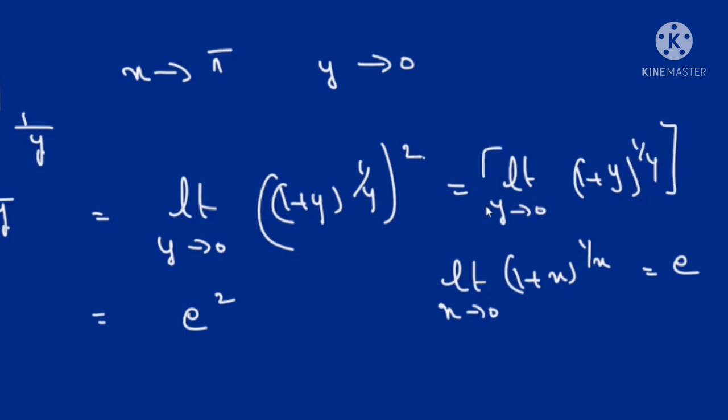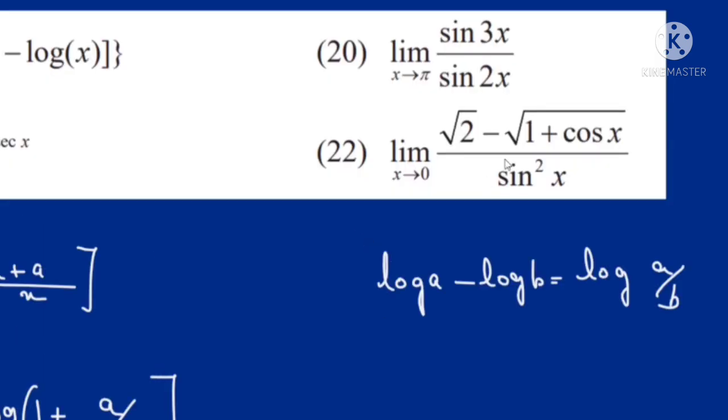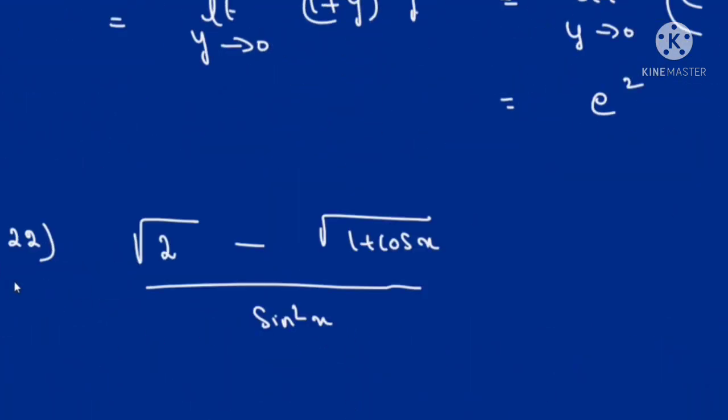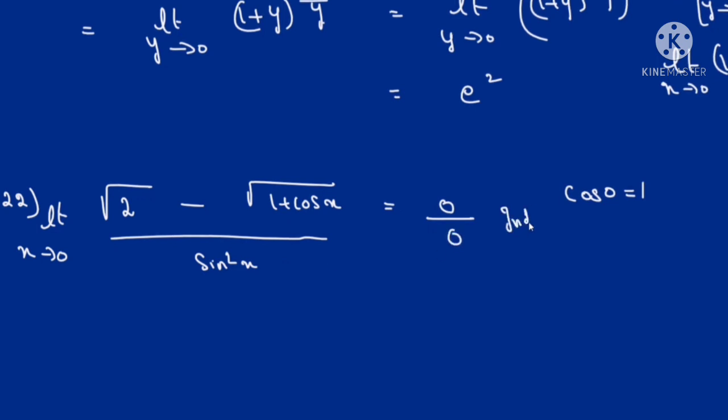Question number 22, limit x tends to 0, root 2 minus root of 1 plus cos x by sine square x. You put the limit straight away, cos 0 is 1, so this is root 2, this is also root 2, 0 by sine 0 is also 0. So this is an indeterminate form.